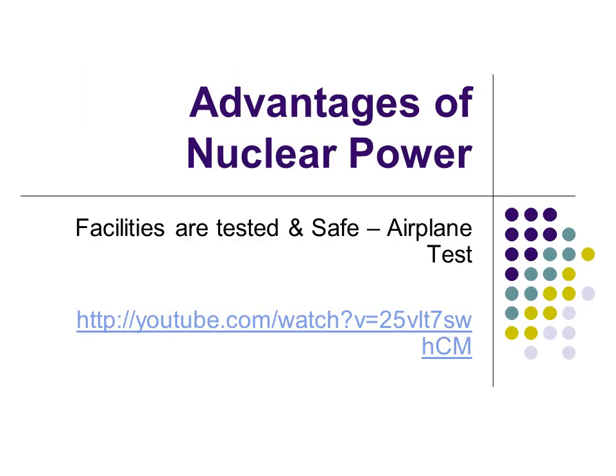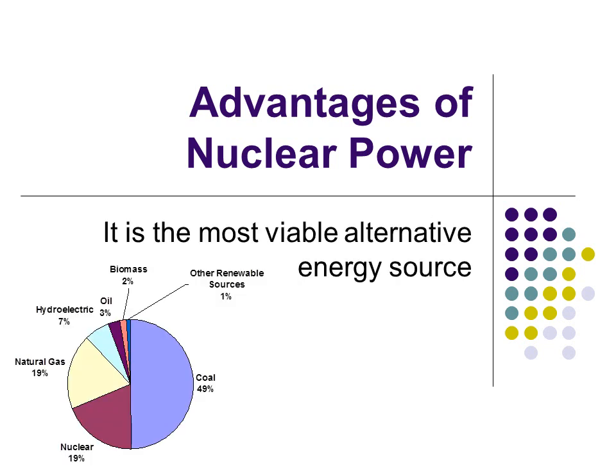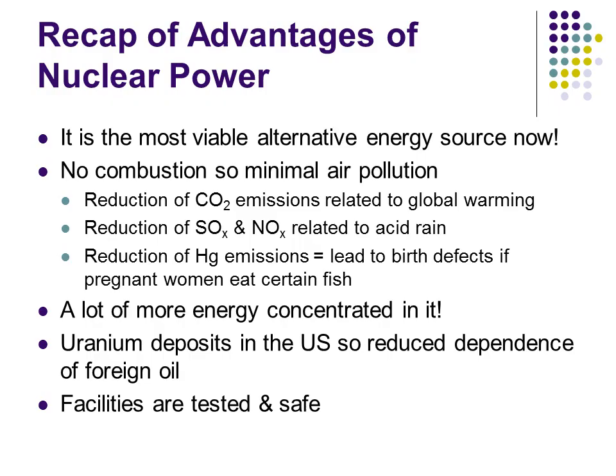So that's another advantage. The facilities are also tested and safe. If you click on this YouTube video, you'll actually see where they crashed an airplane into a test facility. It was not containing nuclear fuel, but basically it was to see if the containment vessel worked. And what we discovered is in the U.S., yes, it worked. Our containment is safe, and they tested it a lot. And again, as we said, it's the most viable alternative electricity source. So here's our recap of advantages of nuclear power, and there are several.